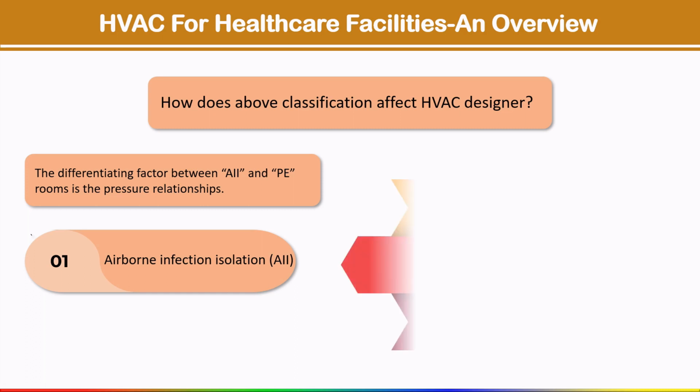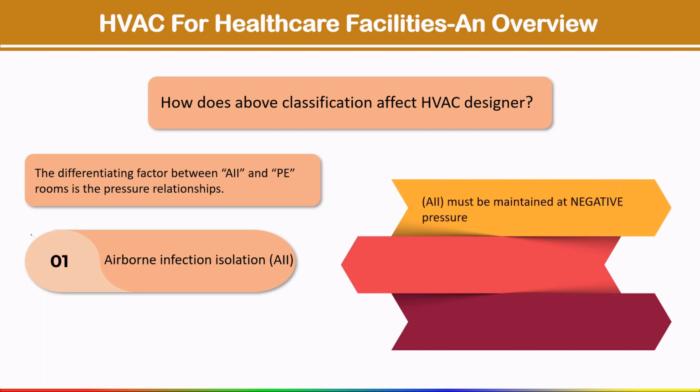In this room, generally, the airborne infection isolation room must be maintained at negative pressure. As I told you, we have two types of isolation room: first, the airborne infection isolation room, and second, the protective environment isolation room. So the airborne infection isolation room must be maintained at negative pressure. Remember this point.